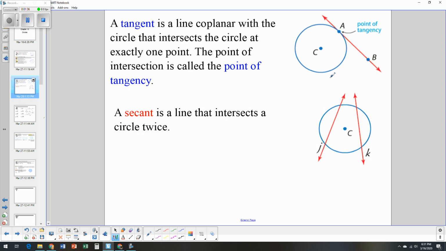A secant is like a chord, except it continues. So a secant is a line that crosses the circle twice. So since lines do not have endpoints, it goes past it on either side. So line J would be considered a secant, and so would line K.